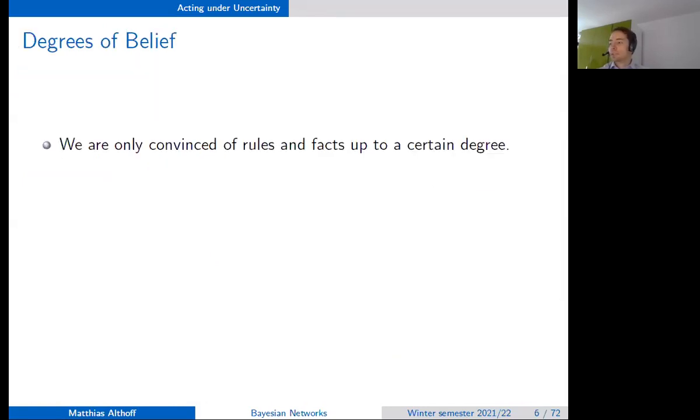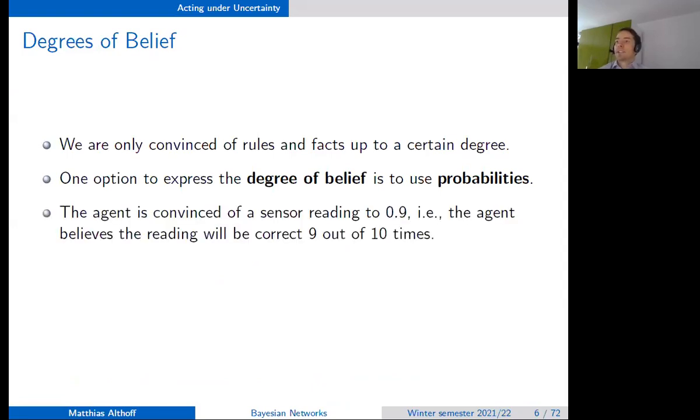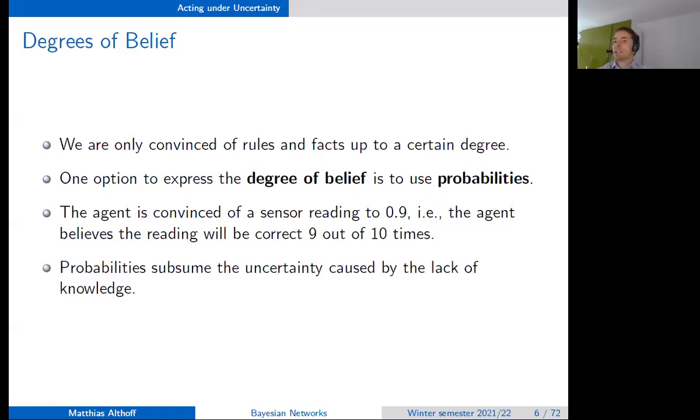Okay, so we will then work with a degree of belief. So we believe certain facts only up to a certain degree. And one option to express the degree of belief is, of course, to use probabilities. As an example, if an agent is convinced of a sensor reading by 0.9, that means that 9 out of 10 times this would be correct. And of course, probabilities subsume the uncertainty caused by the lack of knowledge. For some aspects, if you know exactly what's going on, then these facts will have probability of 1, and all other things will be in between, of course.